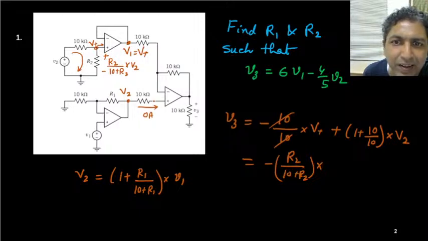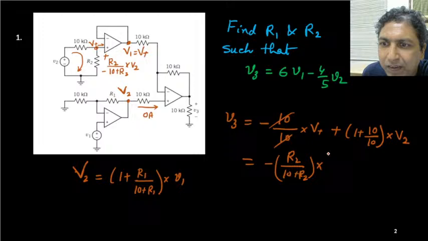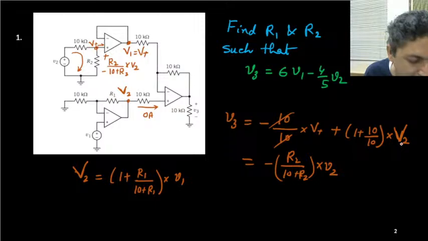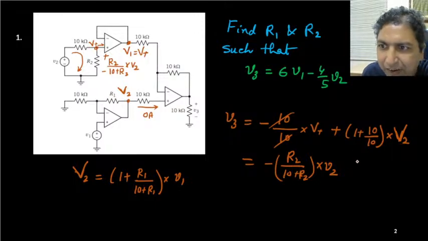I think some bigger notation I need to use. So this is your V2, this is your capital V2, don't be confused, I have used the same name here. This is 2 times this V2. V2 means 1 plus R1 upon 10 plus R1 times V1.